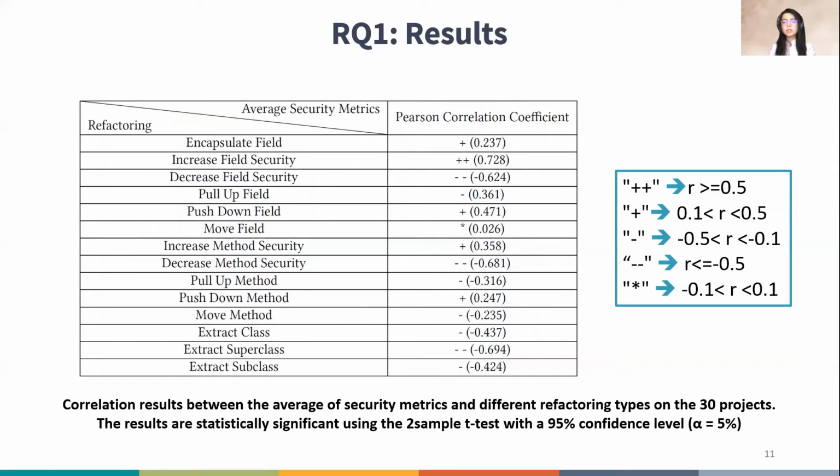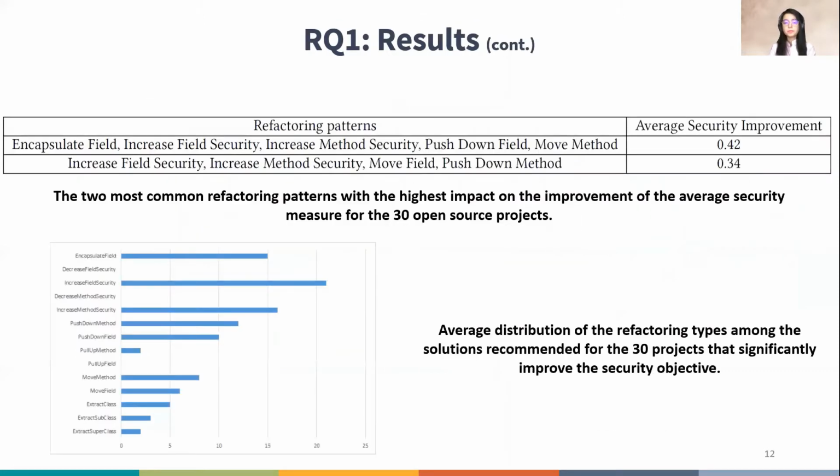Then we have encapsulate field, push down field, and push down method refactorings. They reduce the abstraction of classes, and therefore they increase the protection of fields and methods. That's why we have a positive correlation with the security metrics. Finally, we have decreased field security, decreased method security, and extract class, superclass, I'm sorry. They either make the fields and methods overexposed, or they increase the abstraction of the code. So that's why we have a negative impact on security.